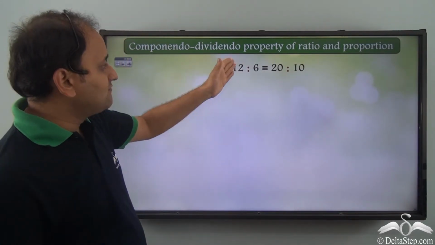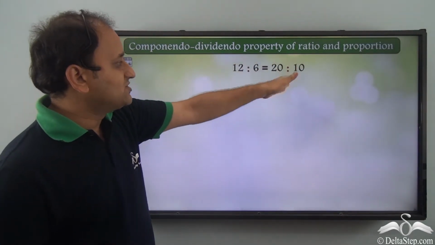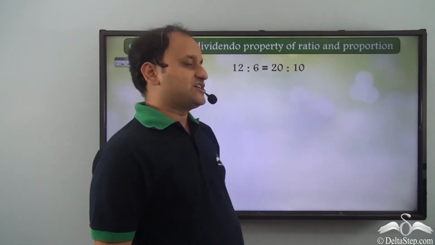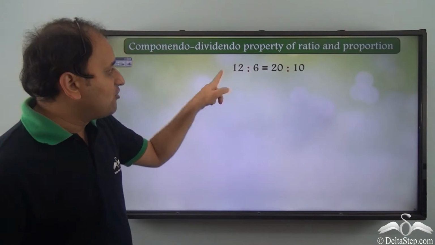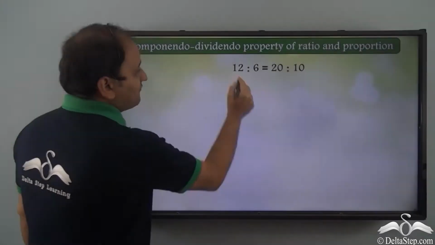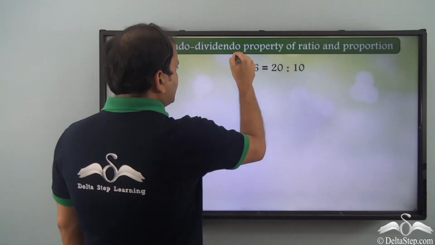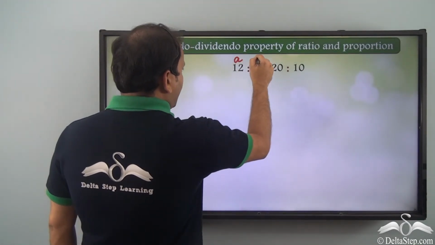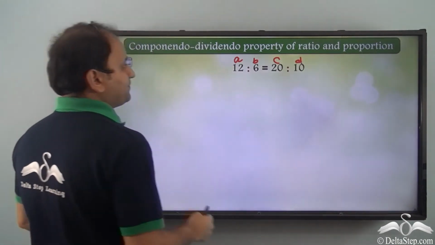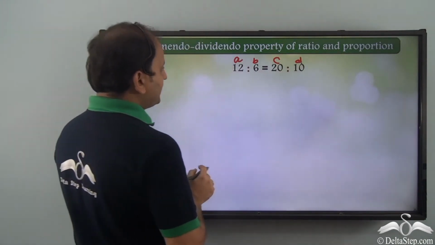So we have 12 is to 6 is equal to 20 is to 10. If we apply componendo dividendo property of ratio and proportion, then how can we represent this particular proportion? So we consider this as A, this as B, this as C, and this as D. Now what do we know about componendo dividendo?